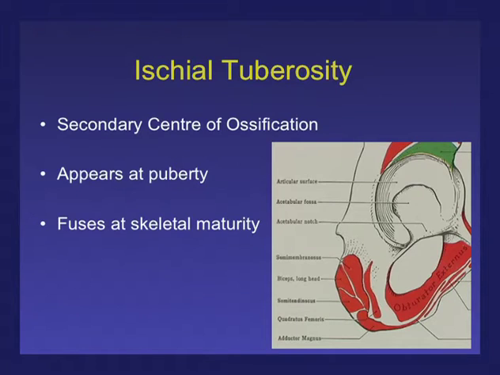The ischial tuberosity is a secondary centre of ossification. It appears at puberty, and there's a period where it's at risk of being avulsed, and it fuses at skeletal maturity. And what happens is, as with any growth plate that's under tension, it has squamous orientated cells until the period of time of ossification when they become engorged and become columnar again. So that's a period of susceptibility to avulsion.